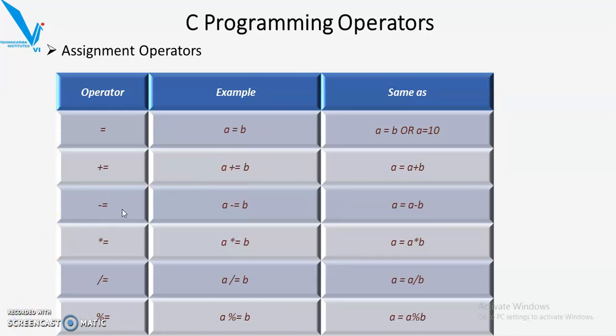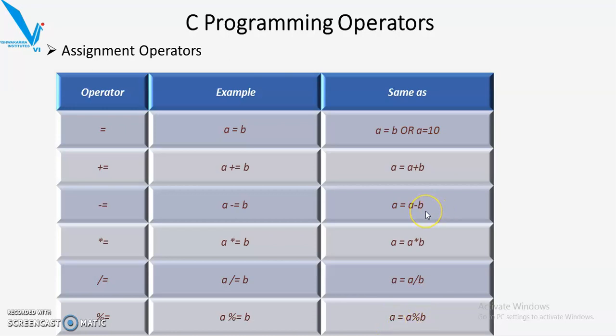Similarly, we have the subtract and assignment operator, multiplication and assignment operator, division and assignment operator, and modulus and assignment operator. In these examples, the subtraction, multiplication, division and modulus is done between the left hand side and the right hand side operands, and the result gets stored into the left hand side operand.